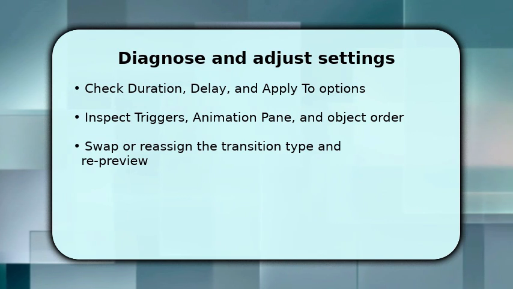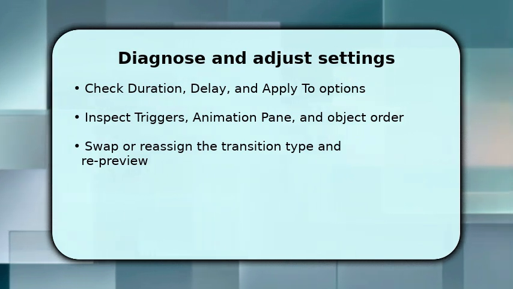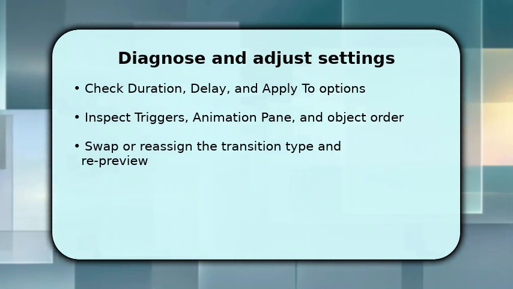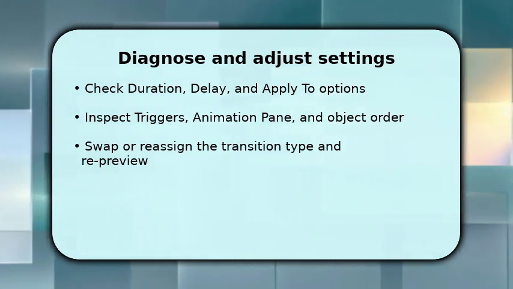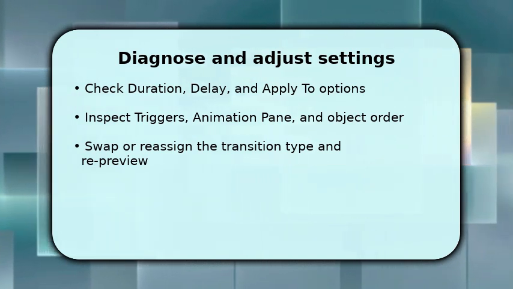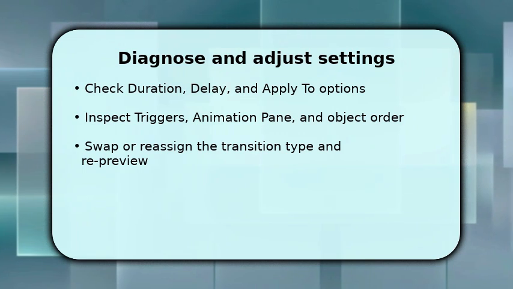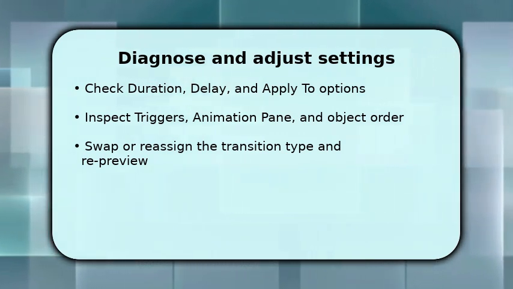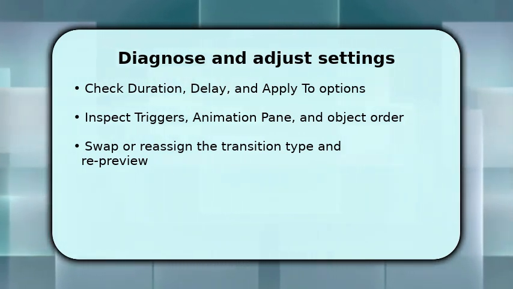Then, open the animation pane to inspect triggers and object order because a hidden animation can override a transition. If timings conflict, reset them to sensible values, for example 0.5-1.0 seconds for short moves. Next, change the transition type and preview repeatedly, because swapping often resolves corrupted effect data.